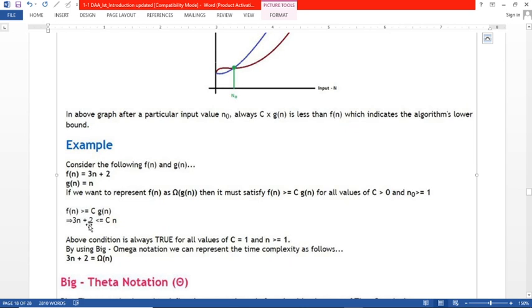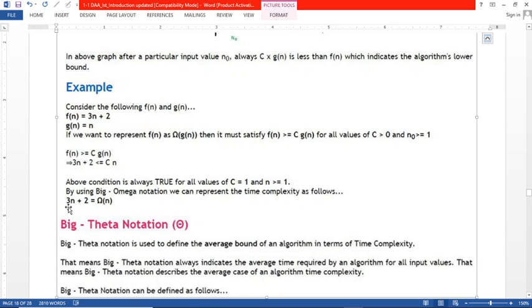f of n is 3n plus 2 and c of g of n is capital C of n. So here 3n plus 2 is equal to omega n. Okay, this is big omega n. So this is an example of big omega. Same time complexity problem, based on your requirement, like what is the n value, based on that your program will define whether it is a best case, average case, or worst case.